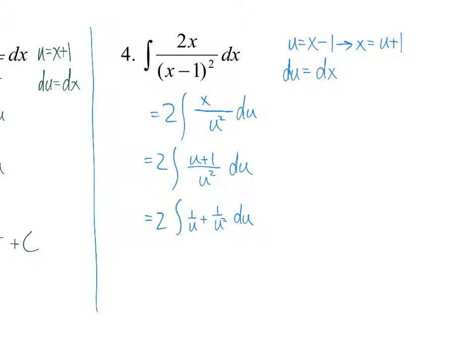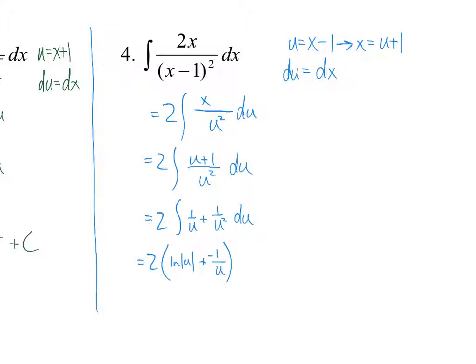Okay? So now I have 2 times ln of absolute value of u plus, what's the integral of 1 over u squared? Negative 2u. Or, no, that's wrong. It's u to the negative 2, so u to the negative 1 over negative 1, right? Yeah. Okay, so negative 1 over u is what that would simplify to.